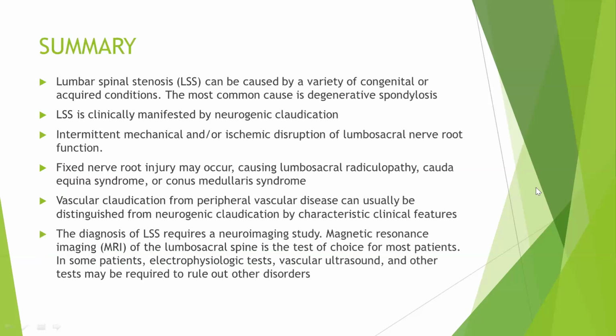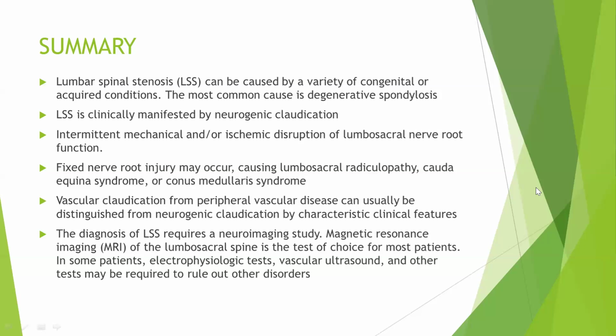Okay, so to recap it all. It's a fairly basic overview, but we all had revision about the basic concepts regarding spinal stenosis: that it is caused by a variety of acquired and congenital conditions, but the most common is degenerative spondylosis. The common hallmark is neurogenic claudication, and the main pathophysiology is either mechanical or ischemic disruption of lumbosacral nerve root function. The inflammation theory is out and obsolete, as proven by the evidence, which we'll talk about in the treatment part.